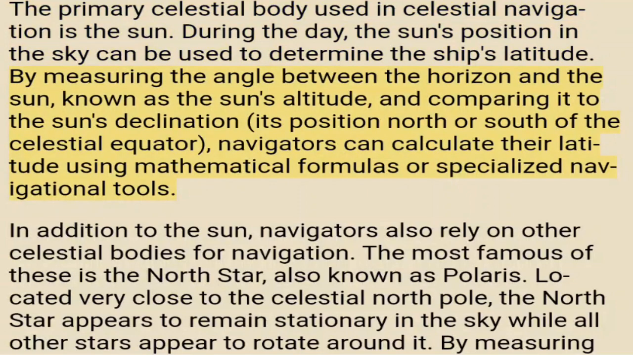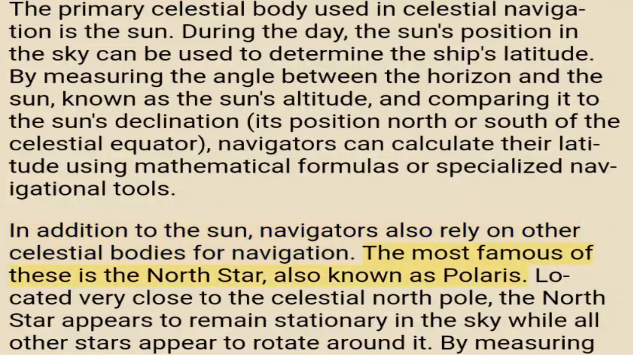By measuring the angle between the horizon and the Sun, known as the Sun's altitude, and comparing it to the Sun's declination, its position north or south of the celestial equator, navigators can calculate their latitude using mathematical formulas or specialized navigational tools. In addition to the Sun, navigators also rely on other celestial bodies for navigation.